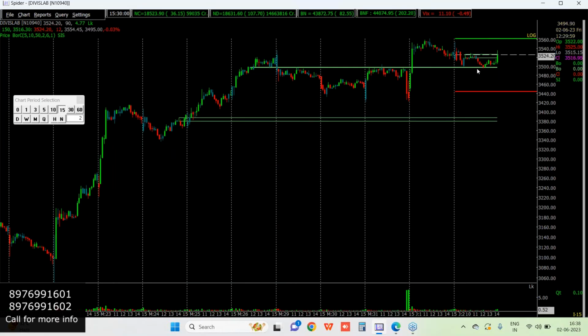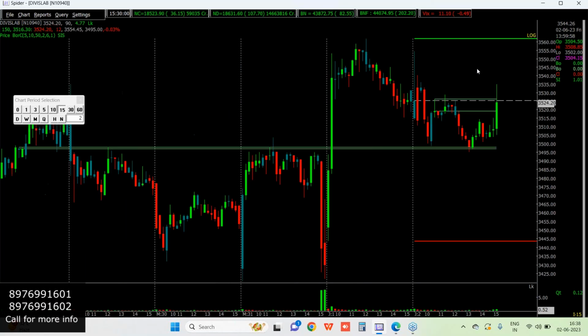Whenever there is support or resistance, and at the same time you are getting a reversal, that will definitely help you to confirm your trend.